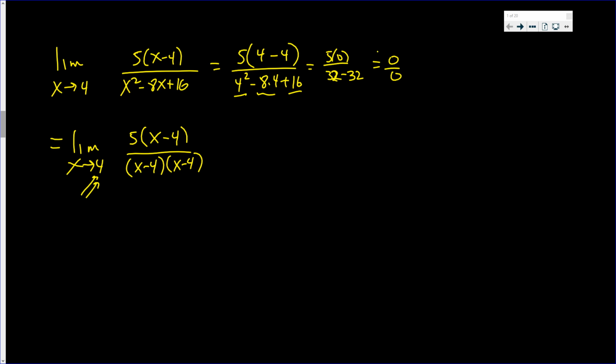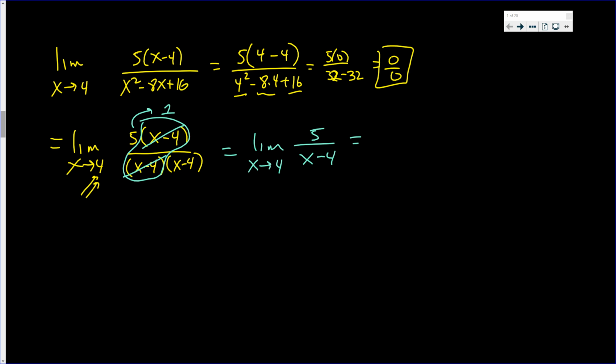Now, the reason we got 0 over 0 was that when you plugged in 4 for x, that piece was 0 over 0. But now we can cross it out as if it's 1. So the limit becomes the limit as x goes to 4 of 5 times 1, which is 5, over x minus 4. You plug 4 in for x, we get 5 over 4 minus 4, which is 5 over 0, and just one more line. That limit is undefined. Okay, and that's your answer.